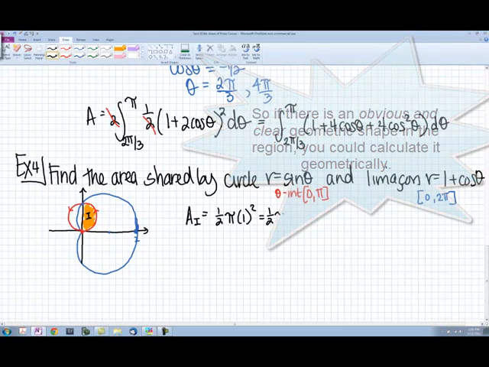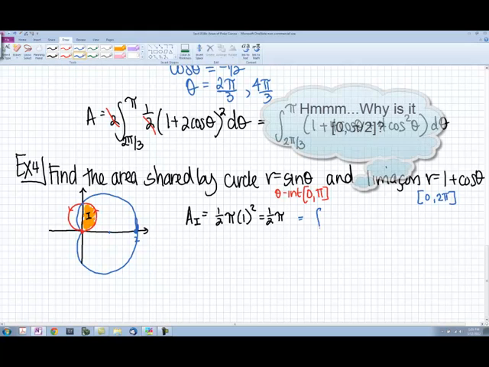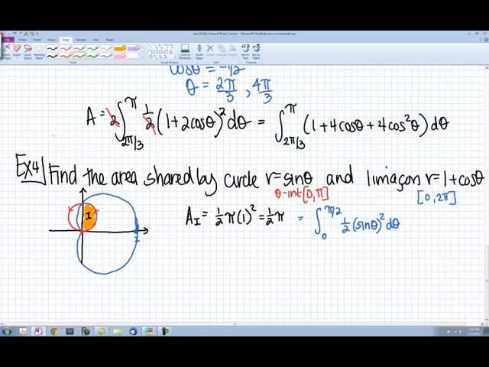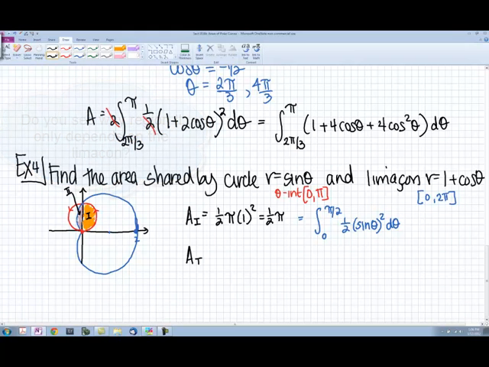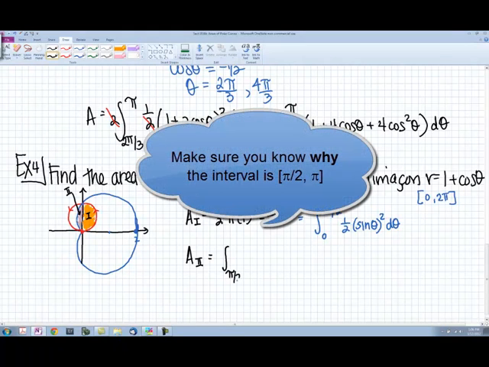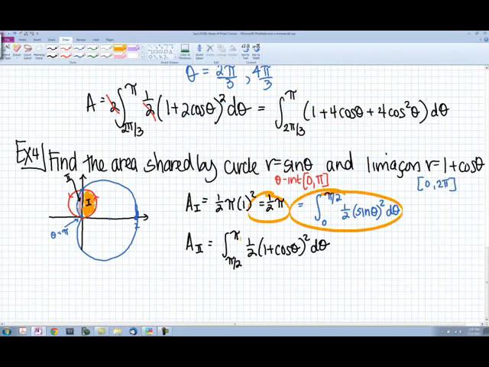Could we have set that up as an integral? Sure. That would be the integral from 0 to pi over 2 of 1/2 r squared d theta. Now I need to find the area of region 2. Everything in quadrant 2 only depends on the limaçon. The red curve, my circle, does not actually form the boundary for that. So I can set this up as the area equals the integral from pi over 2 to pi of 1/2 r squared d theta. So add them together and that'll give you the area of everything.